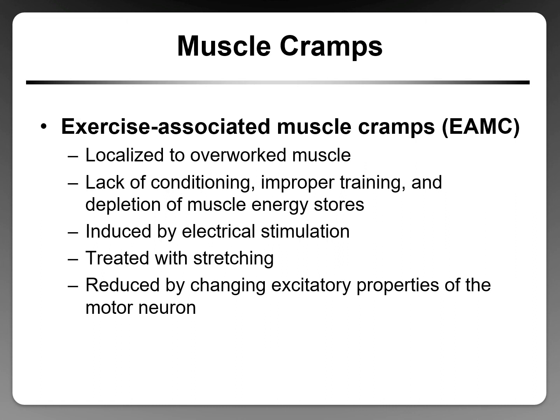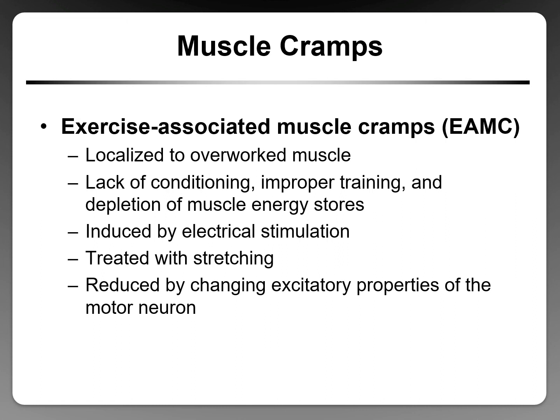And the last thing I want to talk about are muscle cramps. So we have 2 different types of muscle cramps. The first is exercise-associated muscle cramps, or EAMCs. This is going to be localized to an overworked muscle. It's caused by a lack of conditioning, improper training, and depletion of those particular muscles' energy stores. I can also induce this by electrical stimulation.